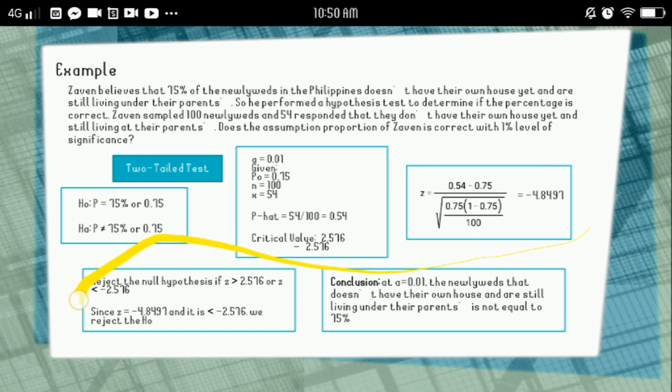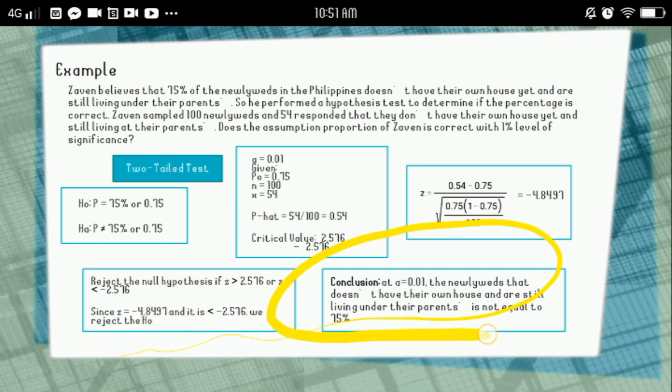So, mag-decide na tayo. So, reject the null hypothesis if Z, ito yung Z natin, if Z is greater than 2.576 or Z is less than negative 2.576. So, since Z natin is equal to negative 4.8497 and it is less than negative 2.576, we reject the null hypothesis. So, ito yung malinaw nating conclusion.